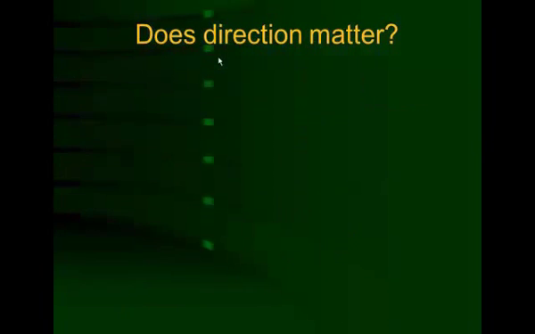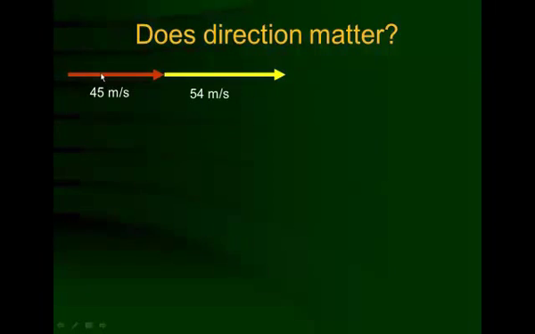So we have to ask ourselves, does direction matter? Well, let's consider this. If the plane's airspeed is 45 meters per second and the wind is blowing in the exact same direction at 54 meters per second, then it should stand to reason the plane is passing through the air at 45 meters per second, but that very air is moving at 54 meters per second, and so we get an overall speed compared to the ground of 99 meters per second.